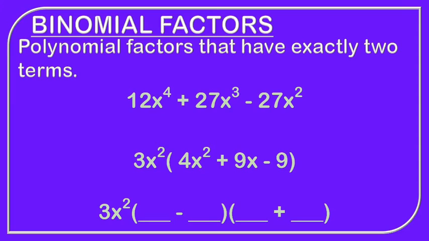Now that we know that our remaining polynomial is 4x squared plus 9x minus 9, we need to break it up into its binomial factors. The two binomials that, when we multiply them together, will give us 4x squared plus 9x minus 9. In order to do that, we're going to have a 4x and an x, and we're going to have a 3 and a 3. And so these are our binomial factors.